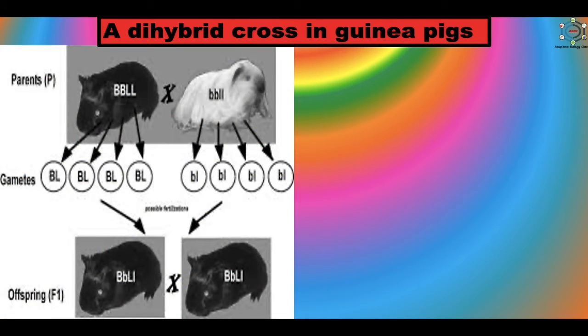So, here the parents have the phenotype pure black and short haired, whose genotype is capital B, capital B, capital L, capital L, crossed with pure white and long haired, whose genotype is small b, small b, small l, small l. Then the gametes will be formed by the law of segregation, and one out of each pair of each character comes in one gamete, that is capital B, capital L and small b, small l. Then after fertilization, capital B, small b, capital L, small l form the F1 generation, and all are hybrid, black and short haired.